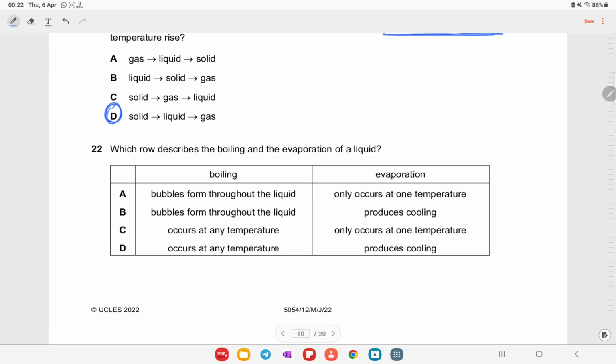Okay, which row describes the boiling and the evaporation of a liquid? Boiling: bubbles form throughout the liquid. Yes, it does, but it only occurs at one temperature. Now that will be the boiling thing. Evaporation does not do that. Occurs at any temperature? Yes. Bubbles throughout the liquid and produces cooling? No, it is a fixed temperature. So this is also wrong. Only occurs at one temperature? Again wrong. Produces cooling? Yes, it does. So option B is your right answer, because both statements are correct at this point.